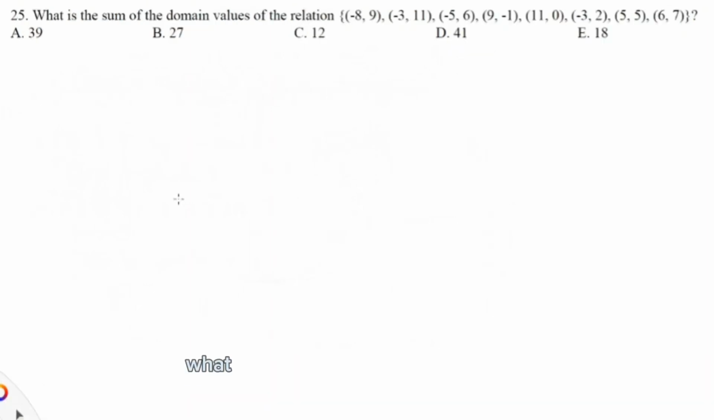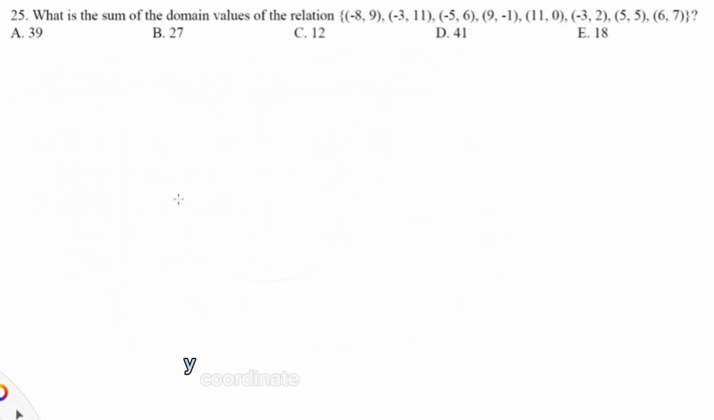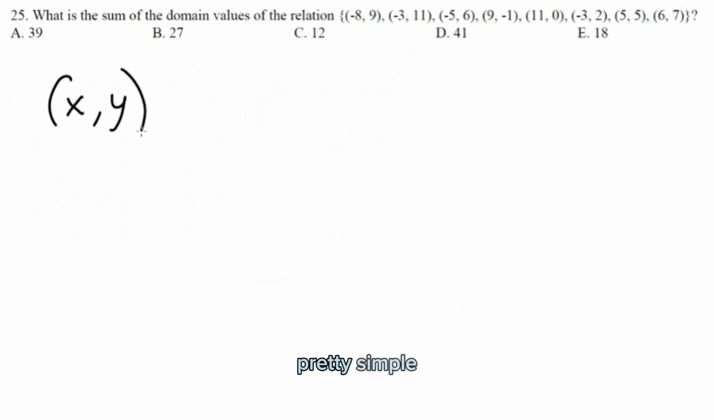Next, what is the sum of the domain values of the relation (-8, 9), (-3, 11), (-5, 6), (9, -1), (11, 0), (-3, 2), (5, 5), and (6, 7)? Alright, so what is a domain value? The domain value is just the x value in an xy coordinate pair. An xy coordinate pair looks like this: (x, y). So we need to look at each of these coordinate pairs, take the x values, the domain values, and add them up.